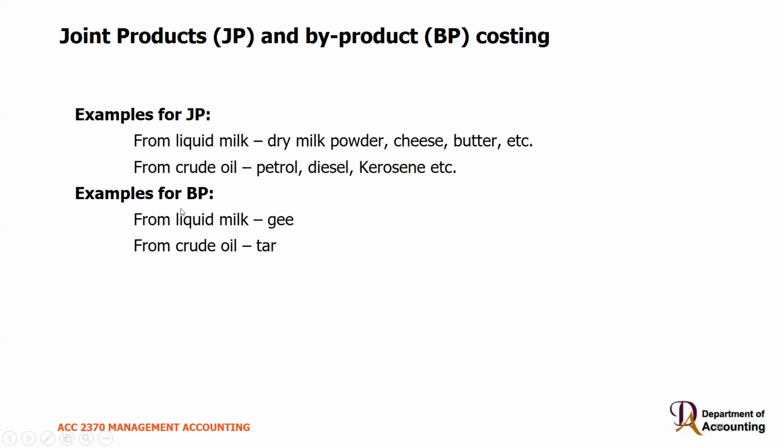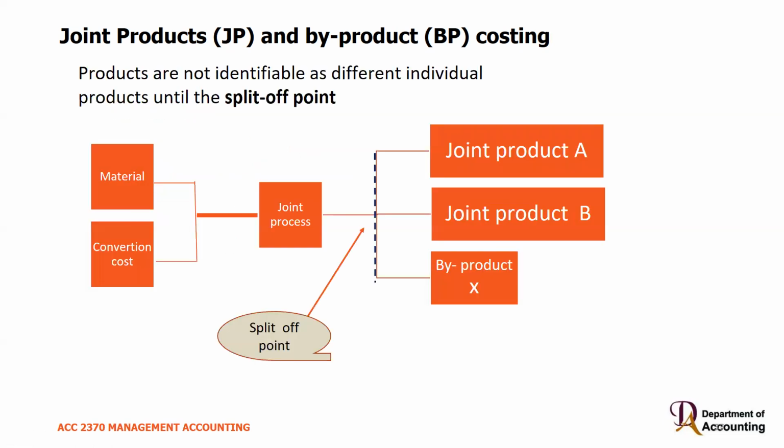Sometimes byproducts can be like discarded materials from the main products. We don't use it, but at the end those products are remaining, or as a result of processing these joint products, you also have byproducts. You get tar, you get ghee, right? So as I explained before, all the materials and the conversion cost, everything coming into this joint process. Here everything is produced simultaneously. We can't identify individual products separately.